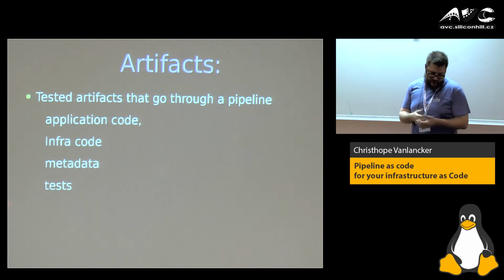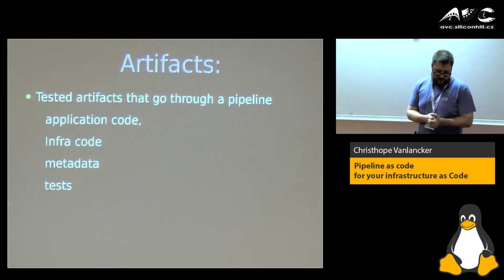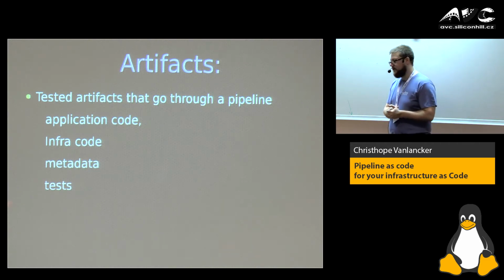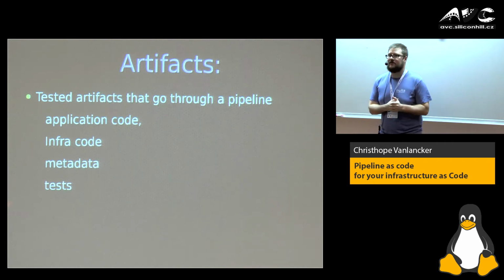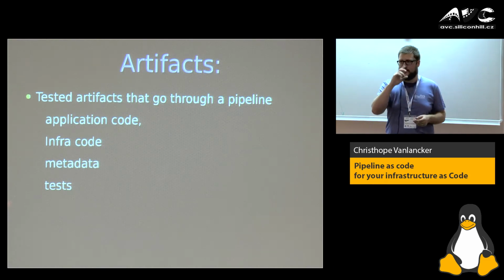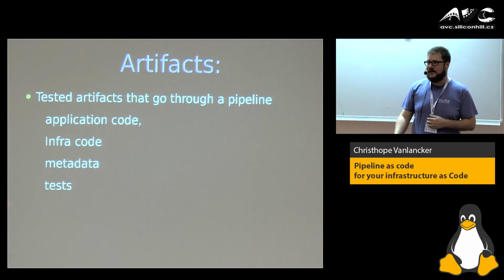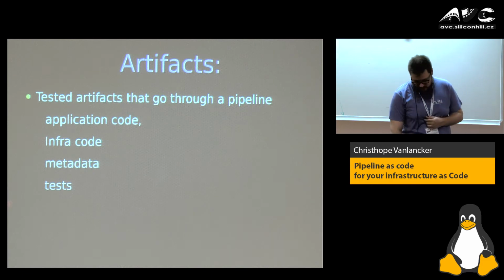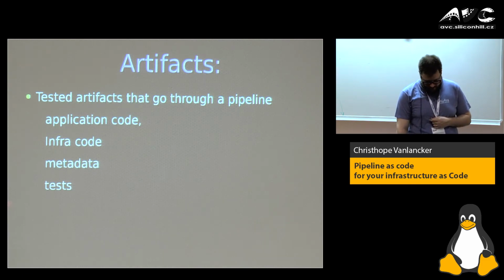So we package the application code and the infra code, and if you're using a configuration management tool like Puppet, it's very easy. You just say package, the name of your package, ensure present, and it gets installed when it's in the repository.